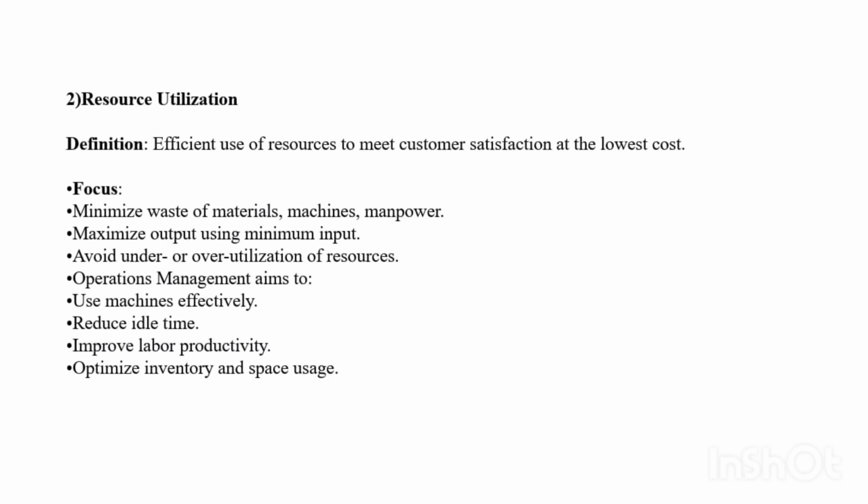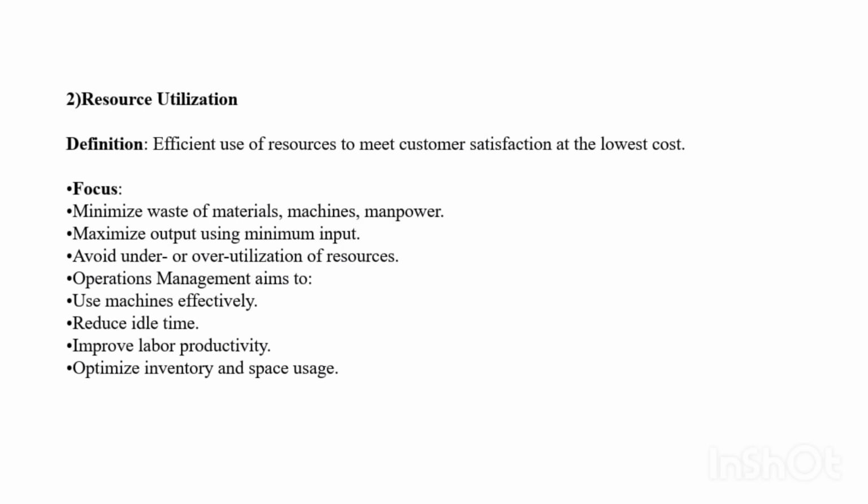The input is same, the output is more. So this is what operations management is about. The third one is to avoid under or over utilization of resources. Underutilization means the machine runs 2 hours in an 8-hour shift and the money is wasted. Overutilization means the machine runs 24 hours without maintenance and it will break. So operations management aims for an optimal balance: the machine runs 6 to 7 hours with rest for maintenance.